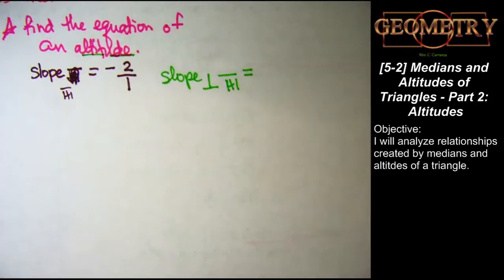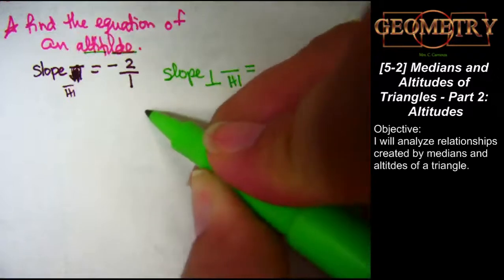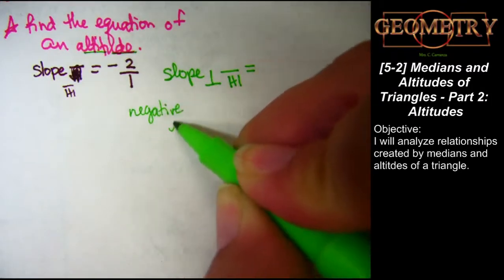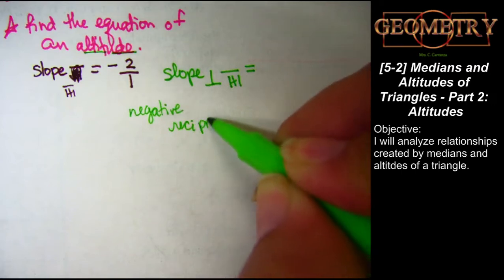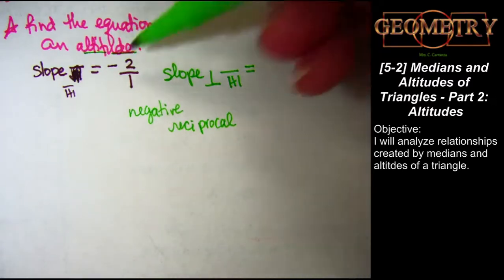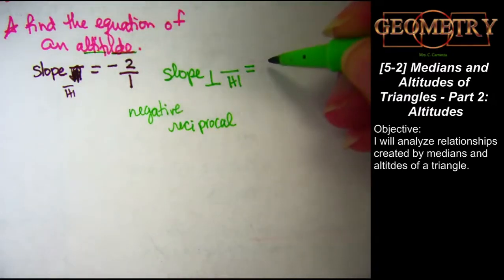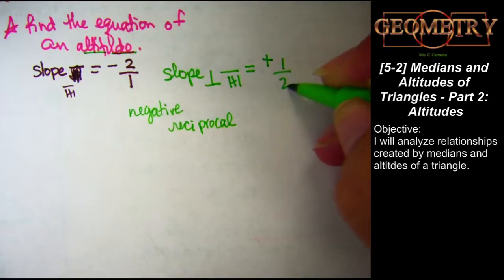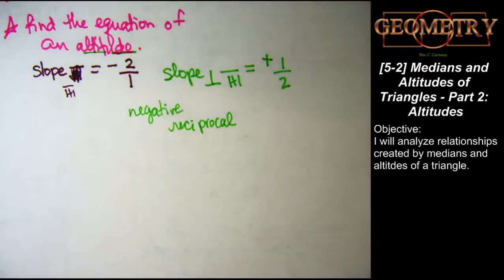Again, wanting to find that perpendicular slope, the easiest way is to create the negative reciprocal. To make the negative reciprocal, change the sign. I started at negative and now it is positive. Then reciprocal means flip the fraction, which means I get 1 over 2. You know everything you need to know about negative reciprocal. You're a genius.